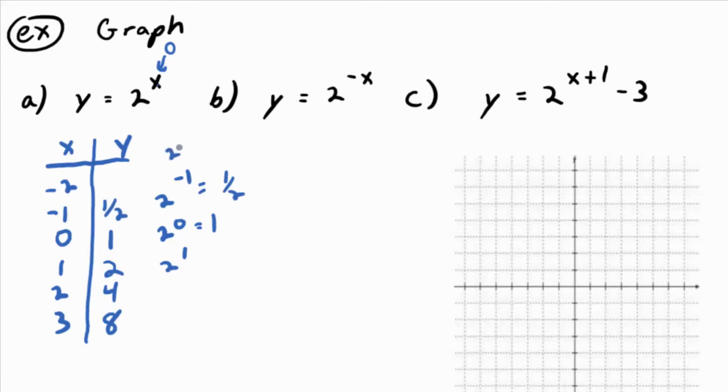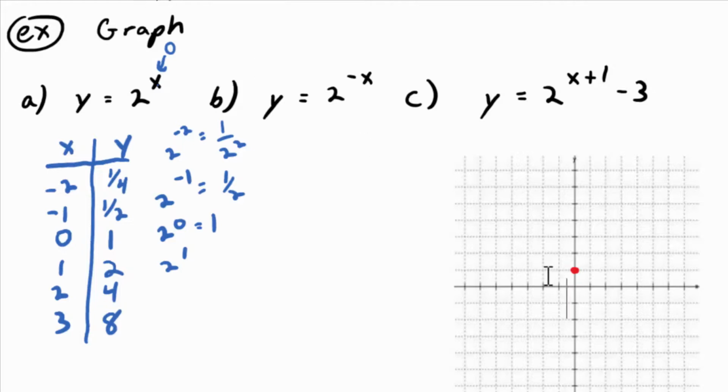2 to the -2, what would that be? 1 over, same as 1 over 2 squared, right? 1/4, yeah. So there you go. There's a good set of x and y values to plot. So I'll start with 0, 1, right there.